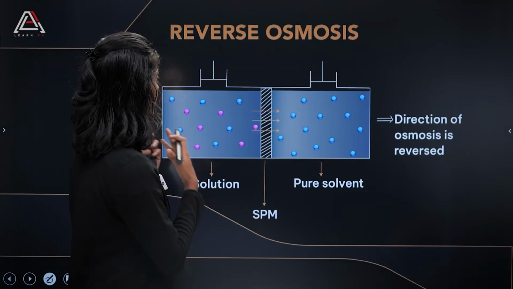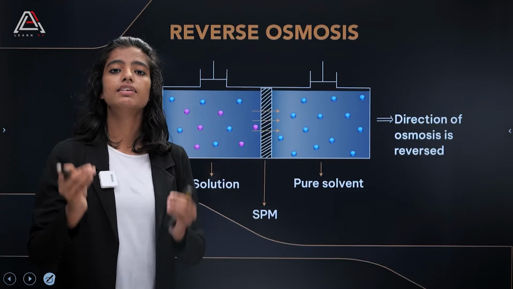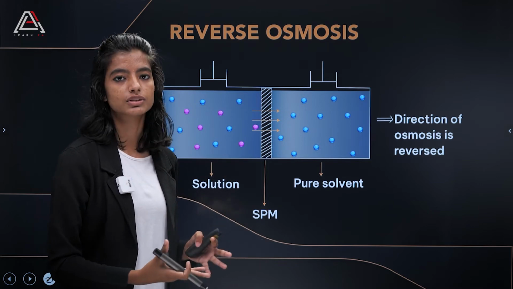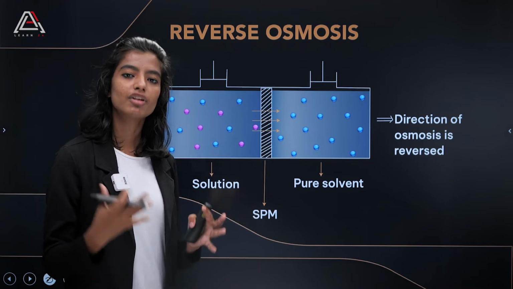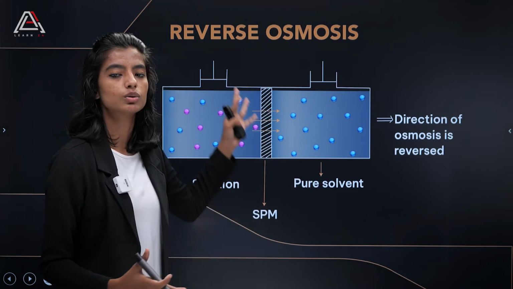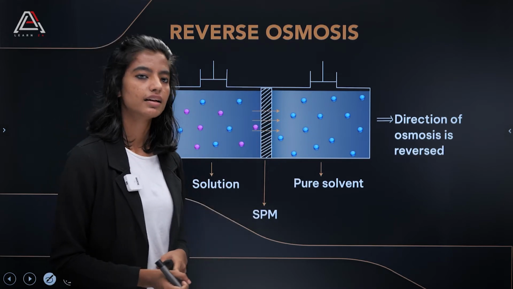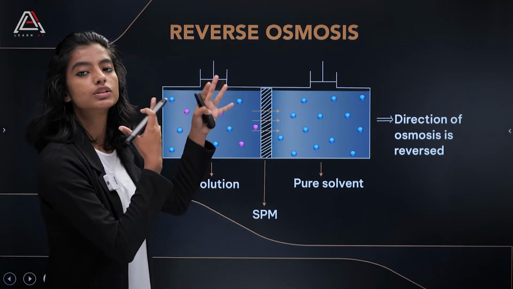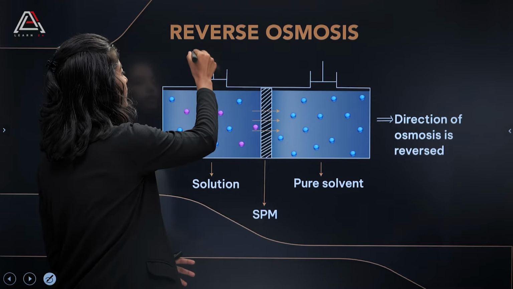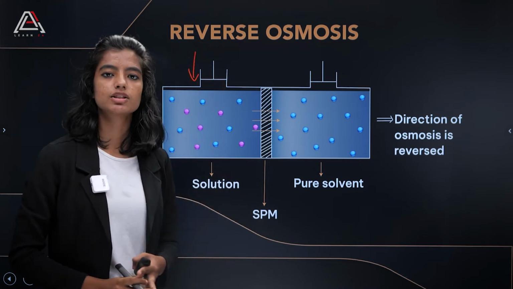Now, let me explain about the reverse osmosis. It's just reverse to the osmosis. What was osmosis? Flow of solvent particles from pure solvent to the solution side through a semi-permeable membrane. Now, in order to stop this osmosis, I have applied a pressure here called osmotic pressure.